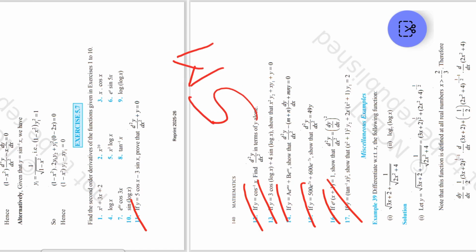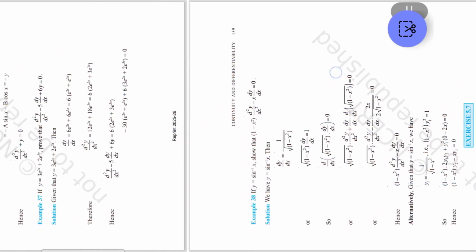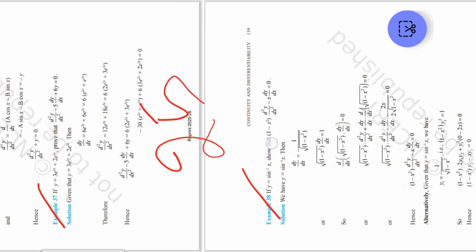In the 5 marks section, 2 questions come in your midterm examination, and some example questions are also important, like examples 37 and 38. Please practice these questions, and this chapter is very much important. This chapter carries 25 marks. So please work out very neatly and understand the concept.